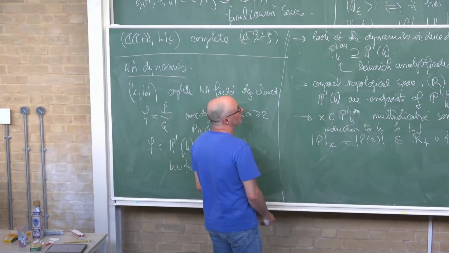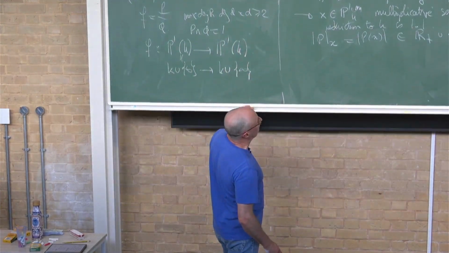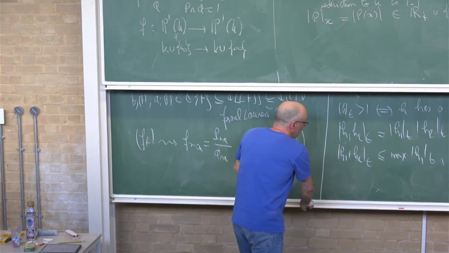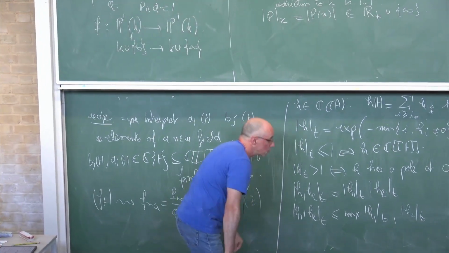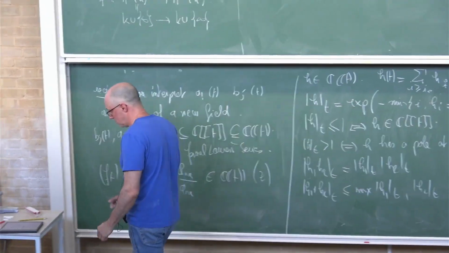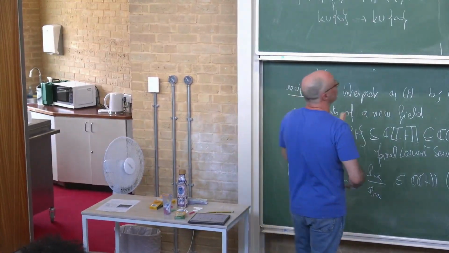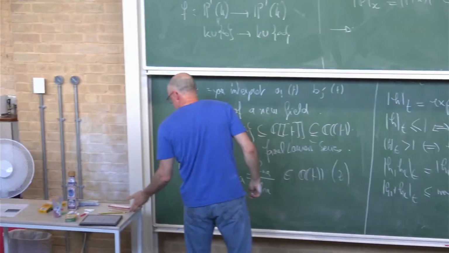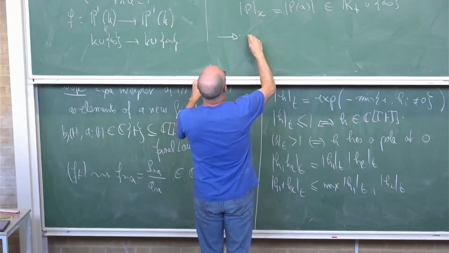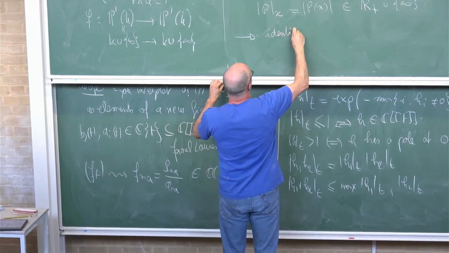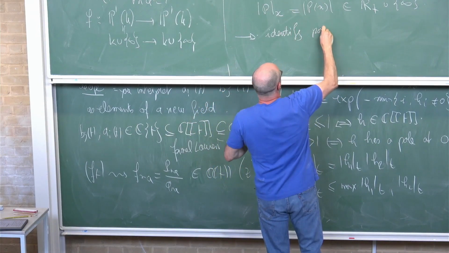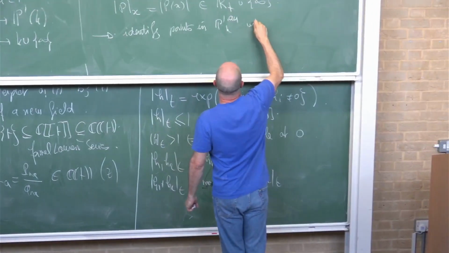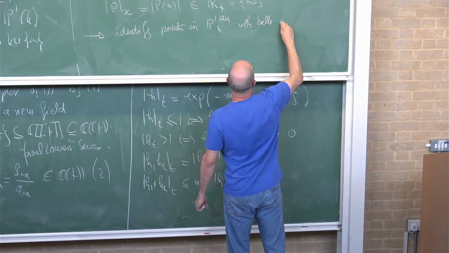Okay, so then I said that I'm going to make some computations. And so I need to devise some tools to actually be able to make this computation. So what we're going to do, we're going to make a slight abuse here, and I'm going to identify points in P1 over K with balls in K.